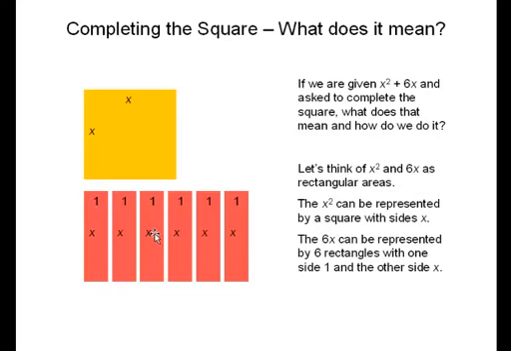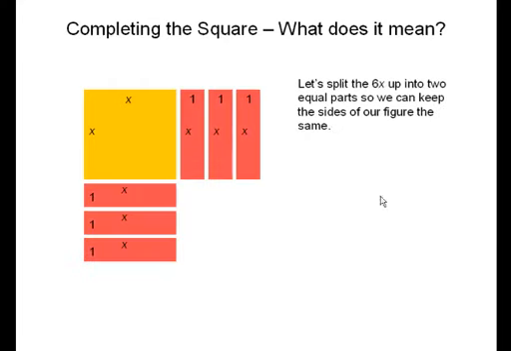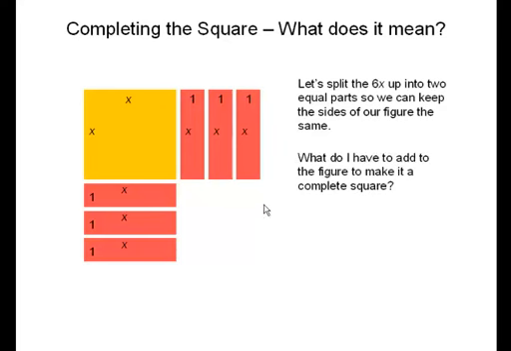The reason I'm using 6 little ones instead of one large one with one side being 6 is because I know I need to split it up like this. I'm going to split the 6x up into 3 on this side and 3 on this side, and the idea is that I'm going to keep the sides of my figure the same size because I'm talking about making a square. Now the question is, what do I have to do in here to complete this big square?